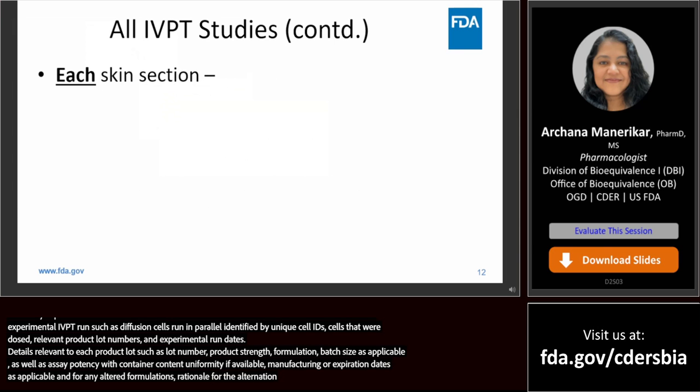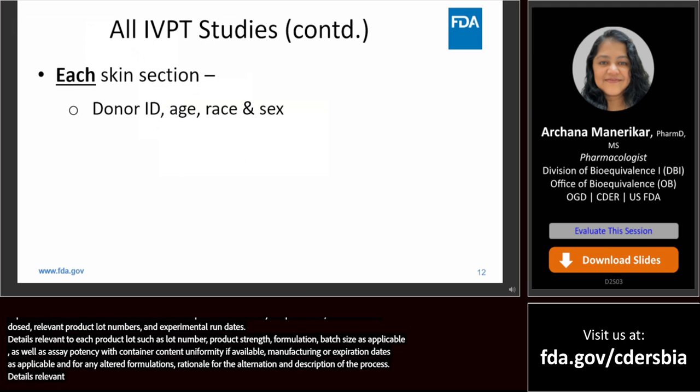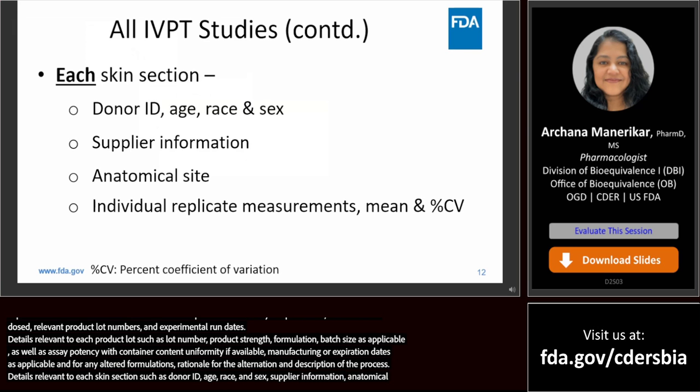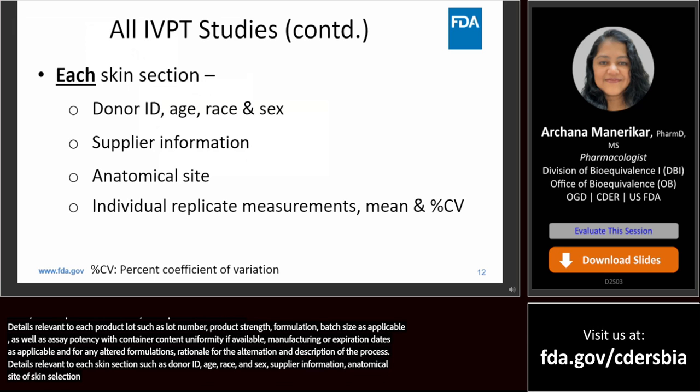Details relevant to each skin section, such as donor ID, age, race and sex, supplier information, anatomical site of skin collection, and individual measurements, mean and percent CV for skin thickness and barrier integrity test results.